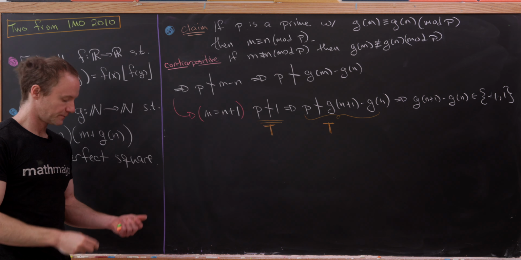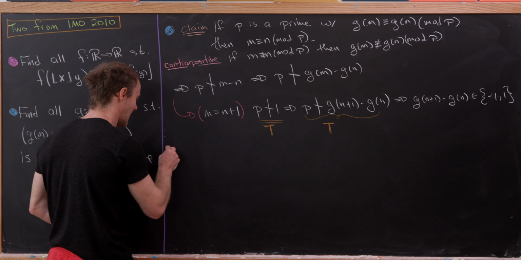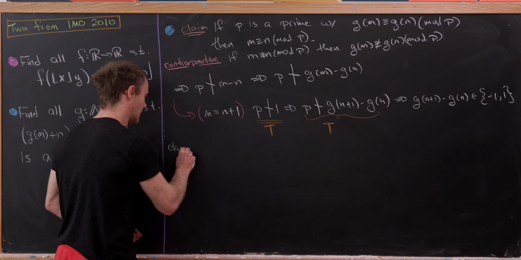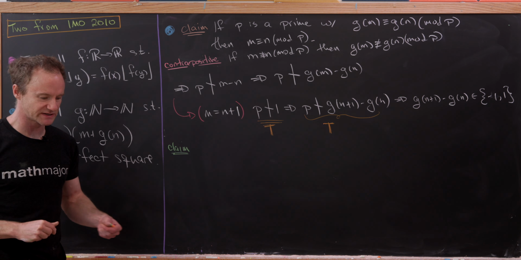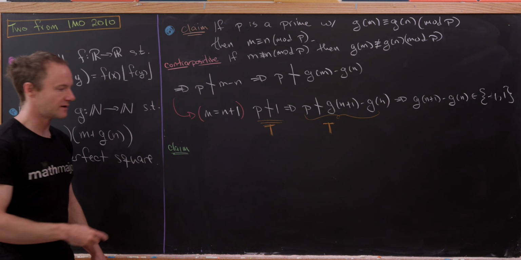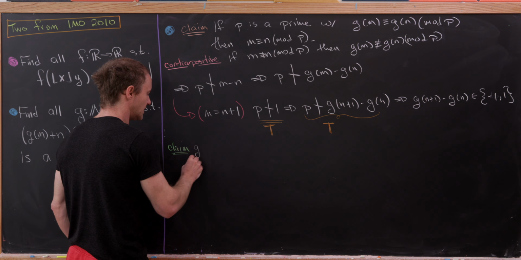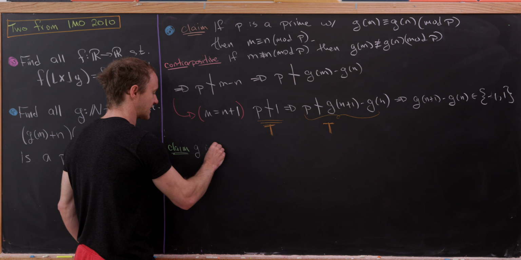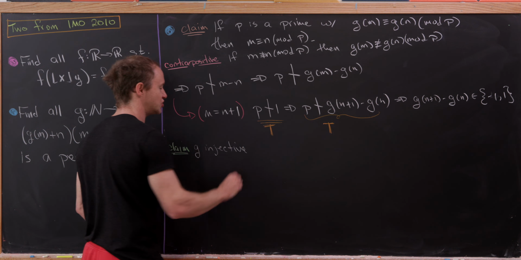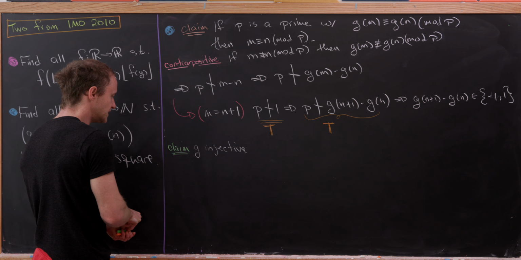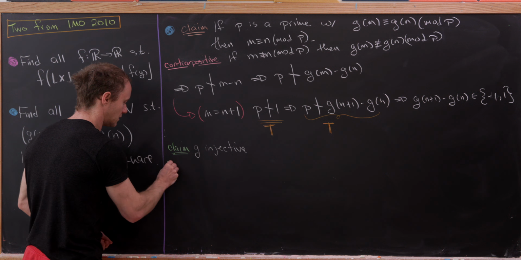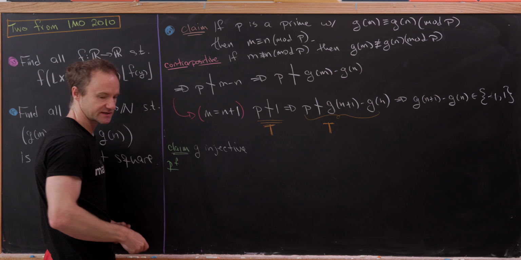Okay, cool. And then that brings us to our next claim. And really the next claim is that we always have to pick one of those. We always have to pick 1 or negative 1. But that actually follows from the fact that we will prove that g is injective. In other words, it's a 1-to-1 function. So how is that going to go? Well, it's going to go something like this.